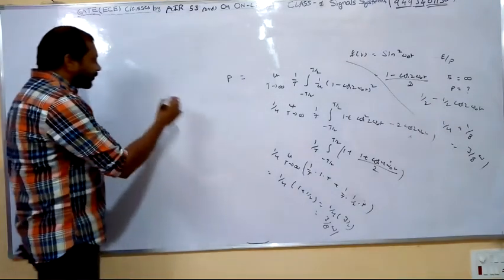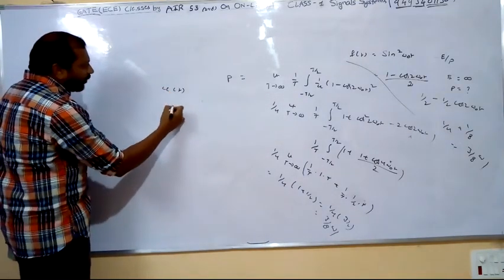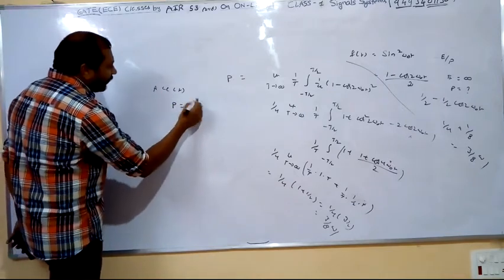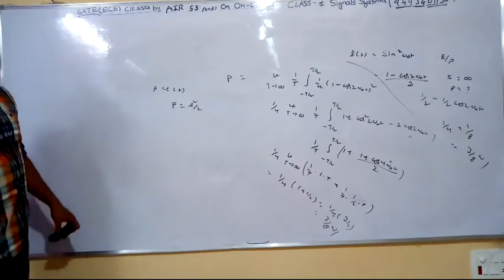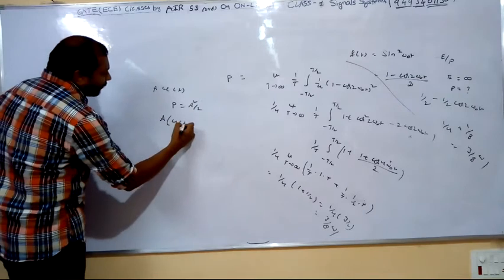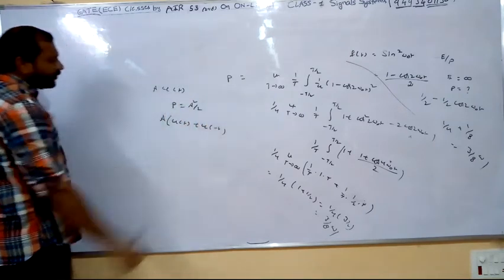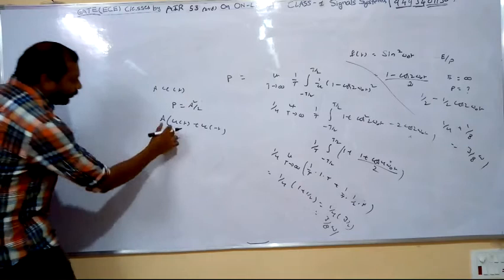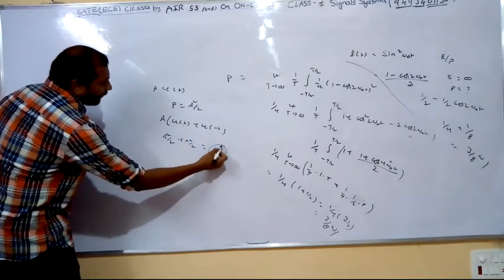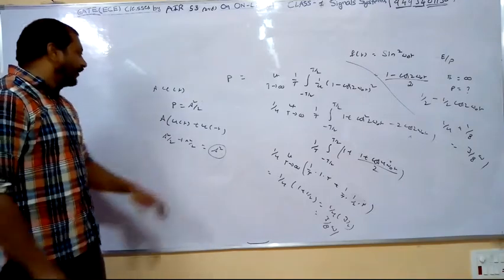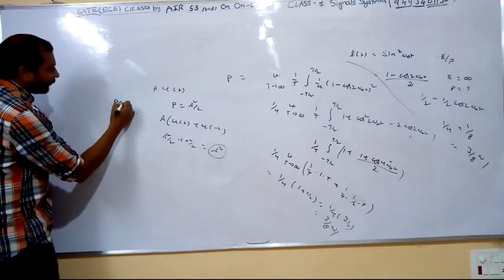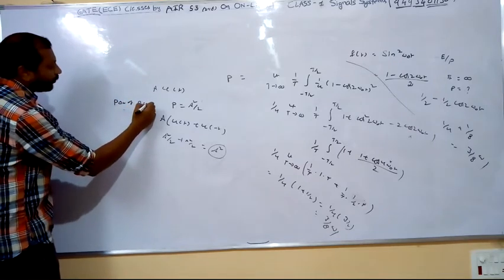Directly you can write, because this is a DC signal only. What is the power of this A? What is the power of the U of t? The power we calculated is equal to 1 by 2. For A into U of t we consider the corresponding power equal to simply a square by 2. Already we have calculated. What is the power of the DC signal A? DC signal A is nothing but A into U of t plus U of minus t only, right? For A into U of t it is a square by 2 and for A into U of minus t it is a square by 2. This value is equal to a square only. So for a DC signal the power is simply amplitude square only.